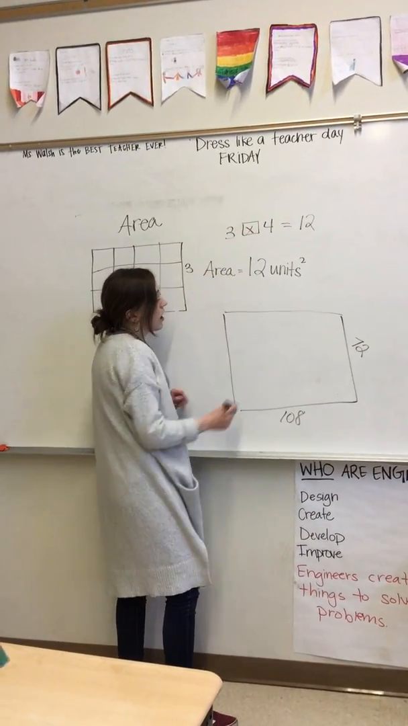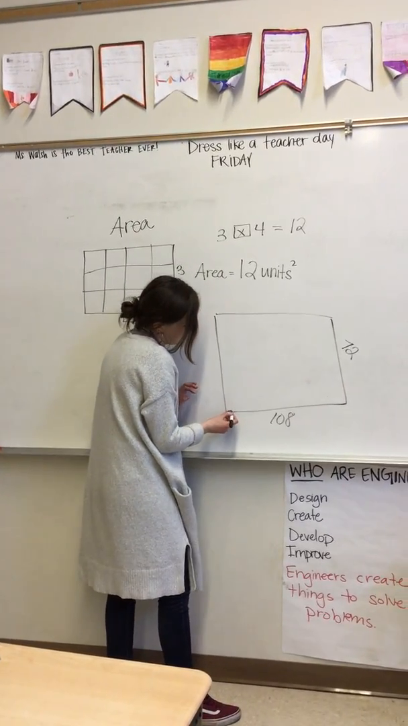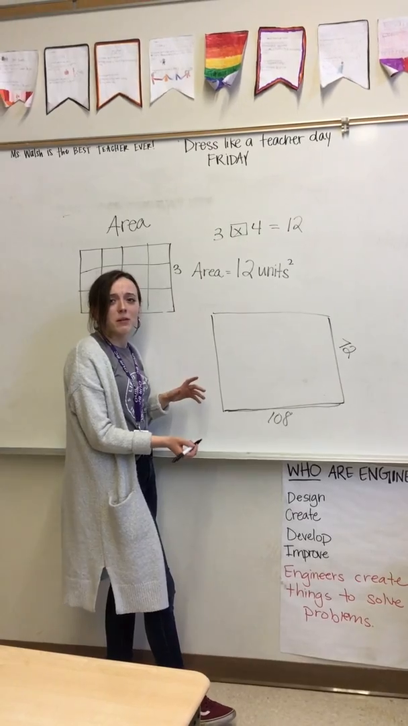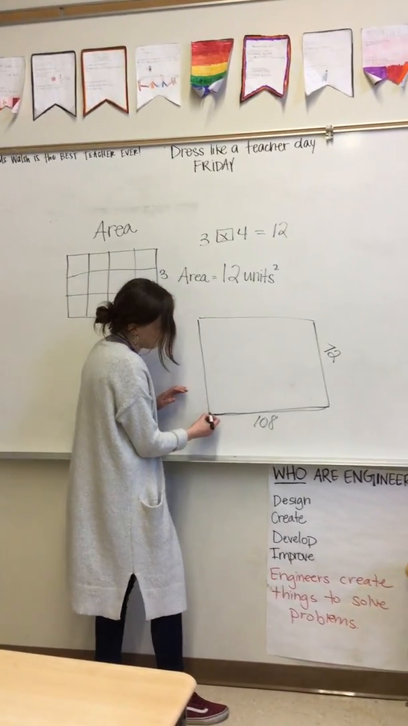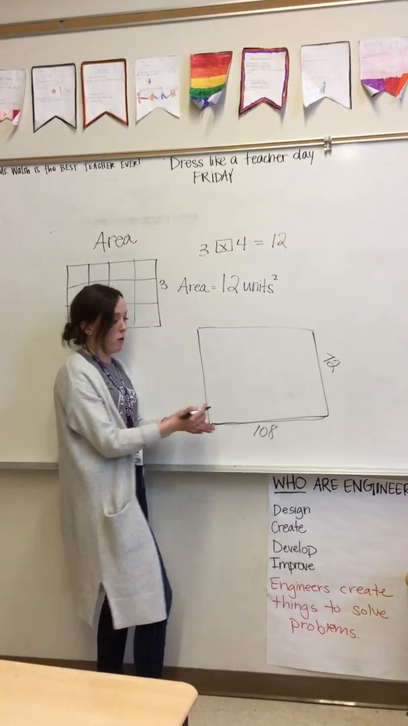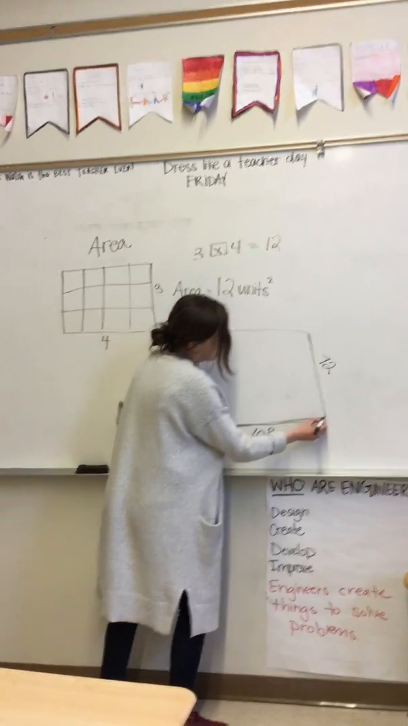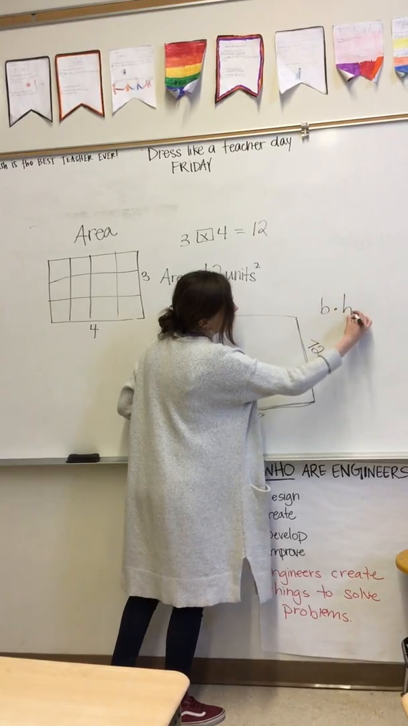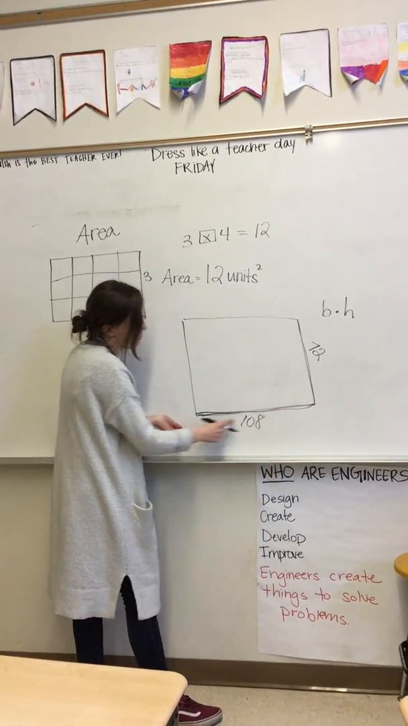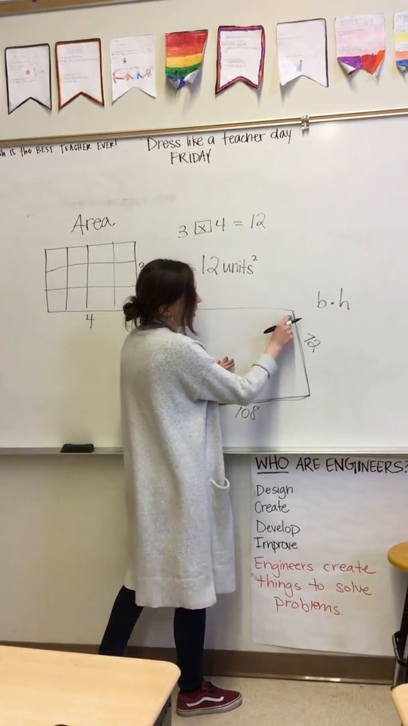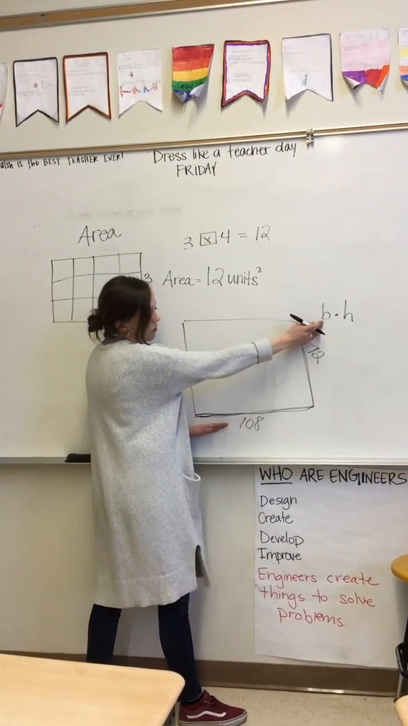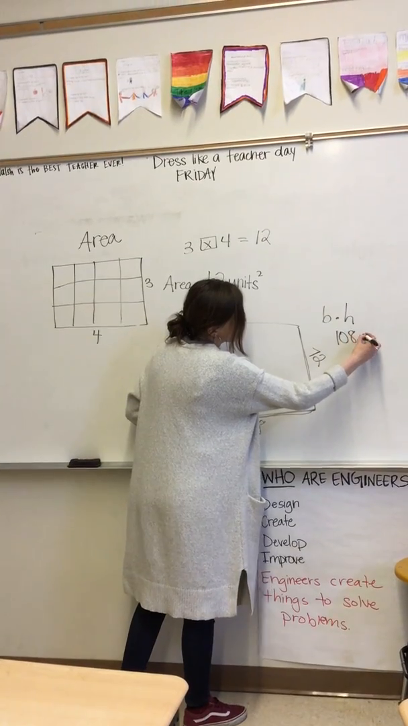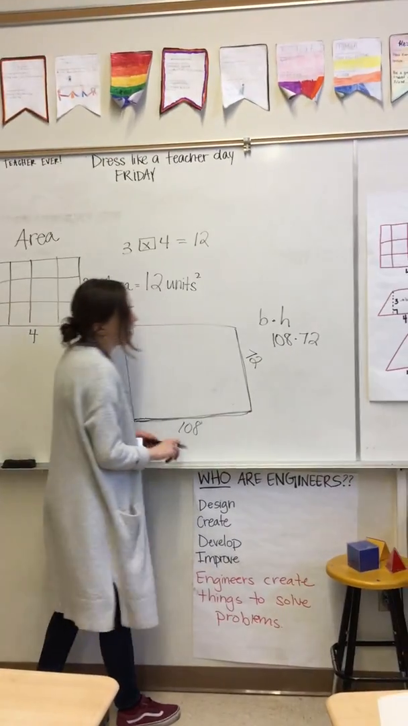So the formula is length. Which one is length? Does it really matter? Base times height? Base, I'm going to do base because we talked about that before. That makes sense. Base is the bottom, and height is like how tall we are. So base times height. That's what the B means. The B means the base, and the H means the height. So if I replace the letters here, 108, which is my base, times 72, which is my height.